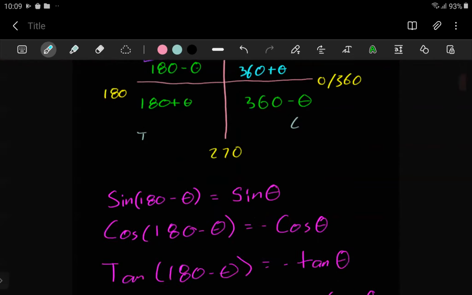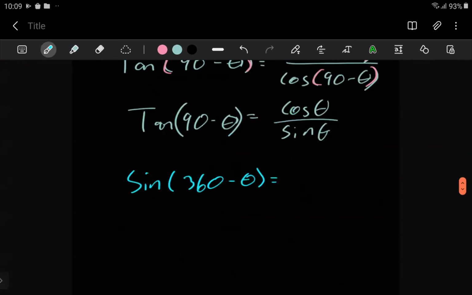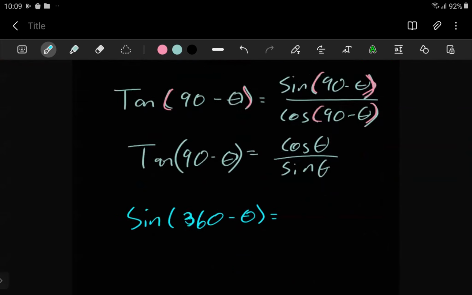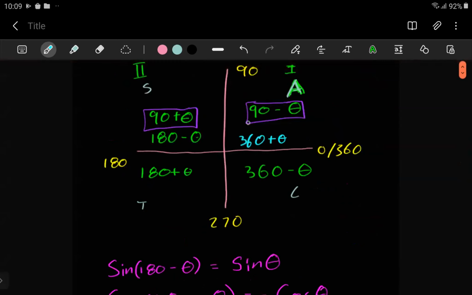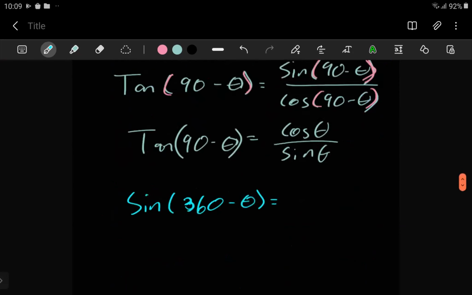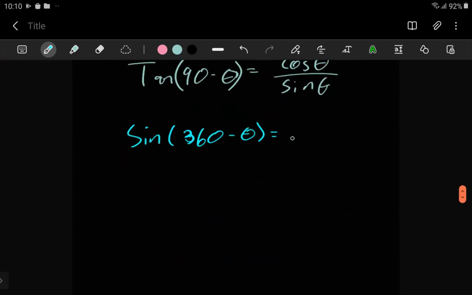Cos theta. Wait, no, 360. Wait. I don't remember. What did we say when we put down this purple block? We said these were to show that we only change from sine to cos when we deal with 90, right? Yes. So since we're now dealing with 360, if you have 360 minus theta here, what is this going to be equal to?